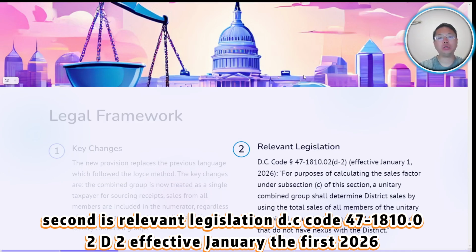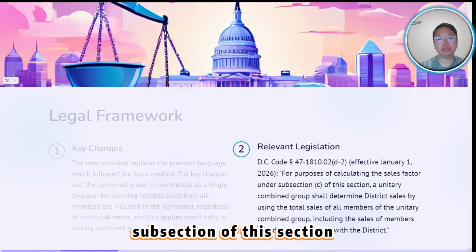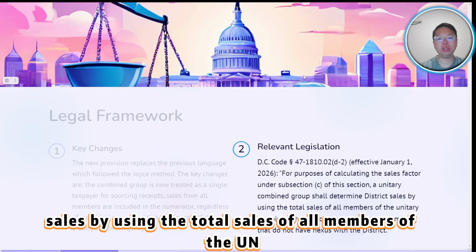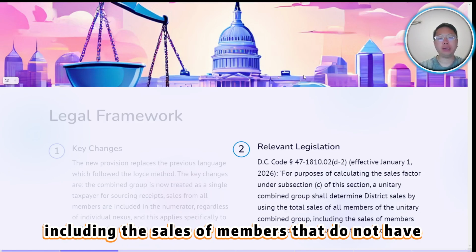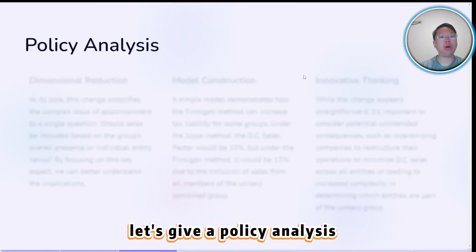The second is relevant legislation. DC Code 47-1810.02(d)(2), effective January the 1st, 2026, for purposes of calculating the sales factor under subsection of this section: a unitary combined group shall determine district sales by using the total sales of all members of the unitary combined group, including the sales of members that do not have nexus with the district.